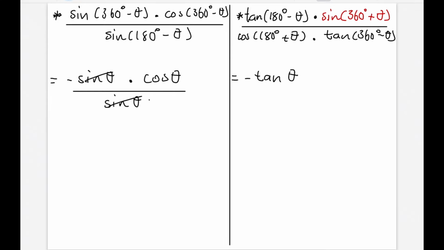Now, this sine theta and this sine theta can cancel out since everything here is multiplying one another. What we're left with is negative cos theta as an answer.